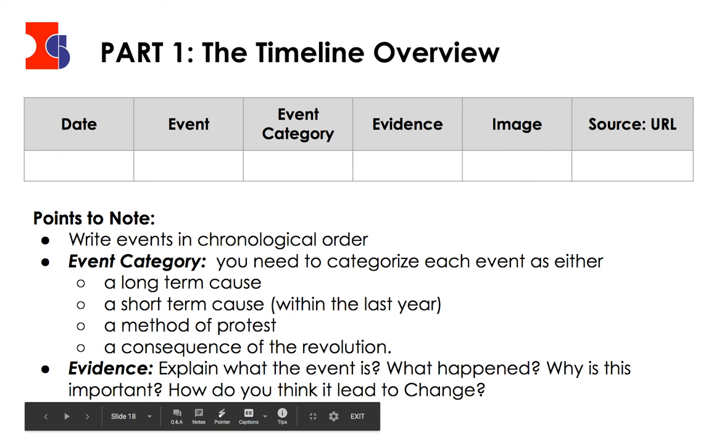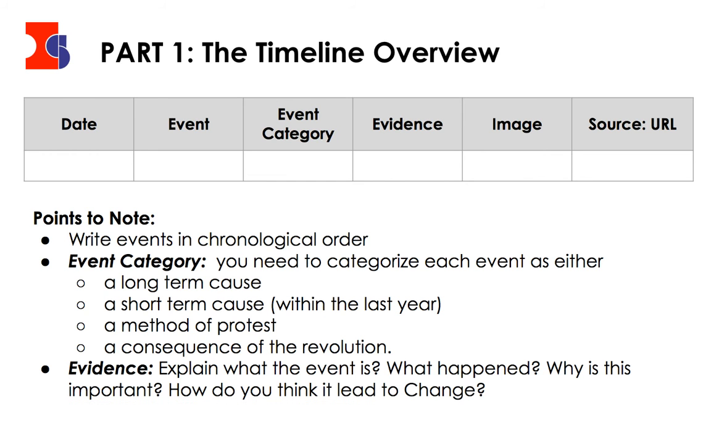In the evidence, you need to explain what the event is, what happened, why this is important, and how you think it led to change. Now, in the evidence, I'm expecting to see things like dates, names of people, names of places, quotations, everything that we need to support your argument, okay? Try and find an associated image that will go with that event. And then make sure for now, you're keeping the URL of the web source that you are looking at.